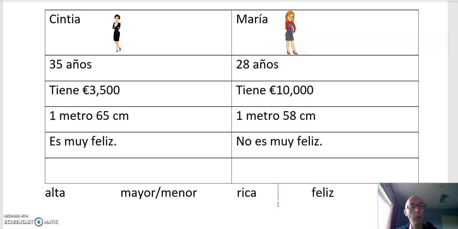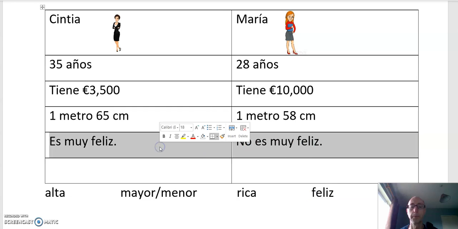So we're going to compare the two using mayor, menor, which we have here. We're going to use alta, which will be connected to this one here. We're going to use rica, which will be connected, of course, to the money. And we're going to use feliz, which is here. So, get some ideas, compare the two women, and the answers are in the blog underneath this video.